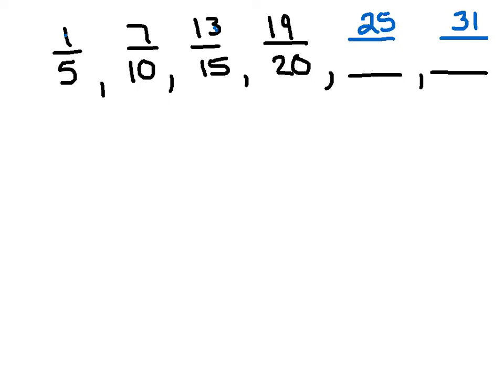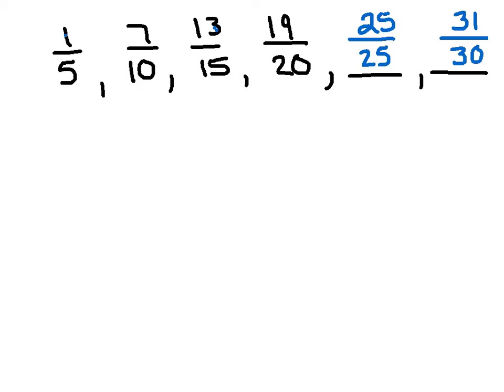Now it looked like my denominators here were going up by 5. So 5, 10, then a 15, and then a 20. So I'm going to say my next denominator is going to be a 25, and my next denominator after that will be a 30. So those are my next 2 mystery terms. We could simplify that 5th term if we wanted to, but it's actually not required on one like this, probably.